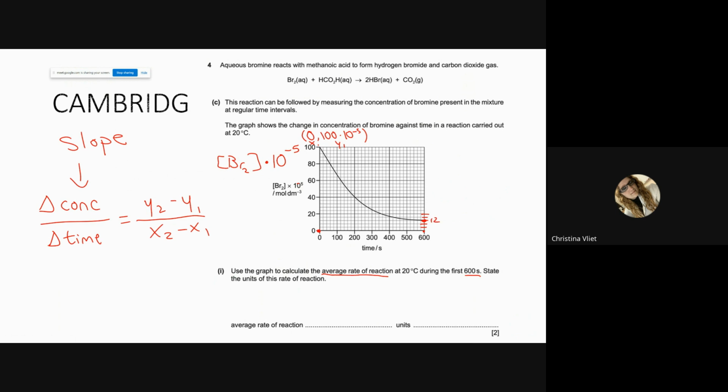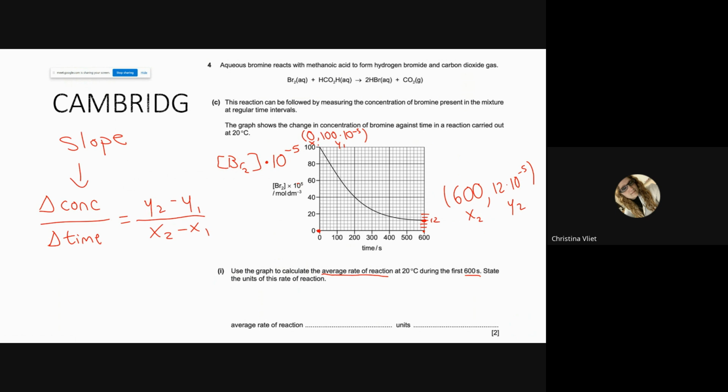So it's actually 12. It would be easier to read on a bigger graph, because when I was reading it on the paper, I also thought 10. But when you zoom in, it's actually 12. It's that point right there. So at a time of 600, the concentration is 12 times 10 to the negative 5. And this is called your x2 and your y2. So to find the average between 0 seconds and 600 seconds, you are finding the slope of the reaction, and that is the rate of the reaction.